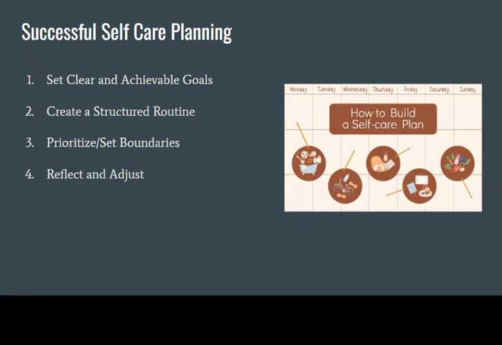Number 1, set clear and achievable goals. Start by identifying specific areas where self-care is needed, such as physical health, mental well-being, or work-life balance. Set realistic, measurable goals that can be easily incorporated into daily life. For example, committing to 30 minutes of exercise 5 times a week, or committing to practicing mindfulness meditation for 10 minutes each day might be too much.